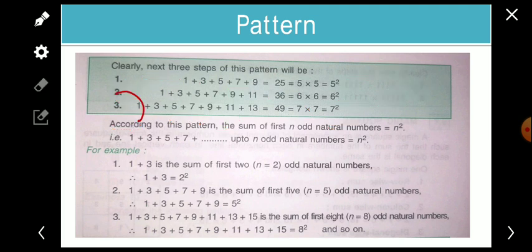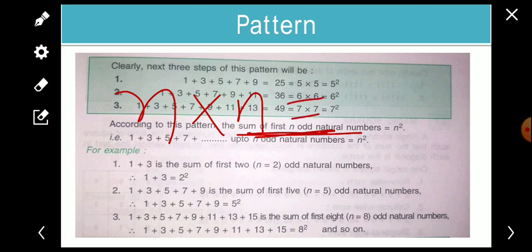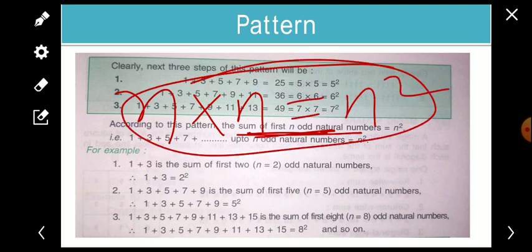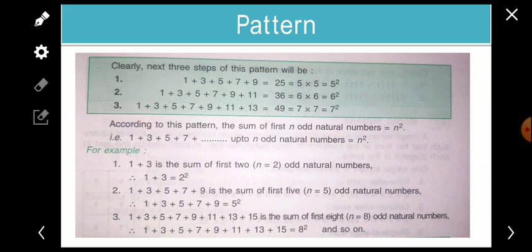So if n numbers are there and we have to find the sum of n odd natural numbers, then what will you do? Then we'll get n into n, like 6 into 6, 7 into 7, 5 into 5 we had done. Like that, n into n, it means n squared. So we can easily get the sum of the first few odd numbers. Some examples are there, you will practice these examples.